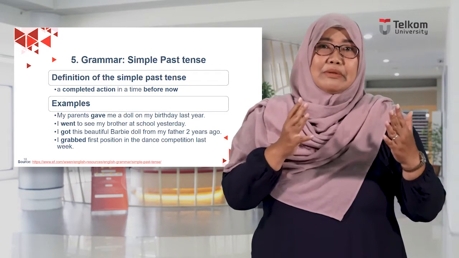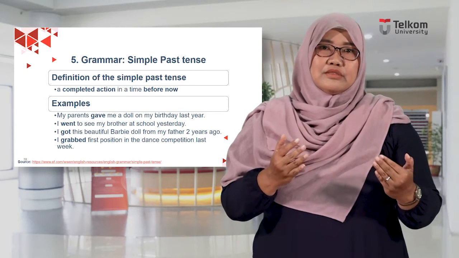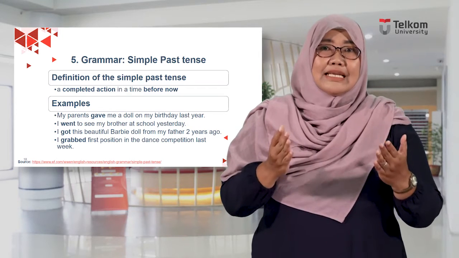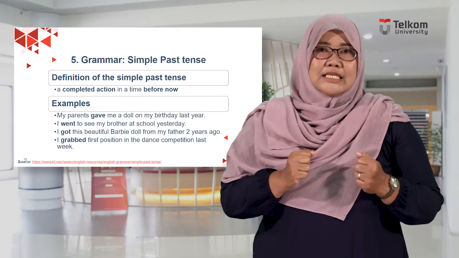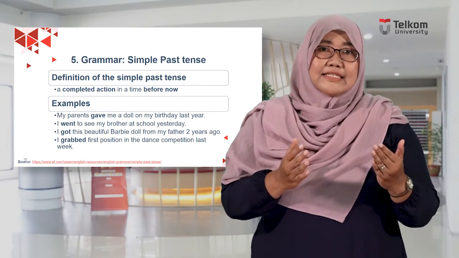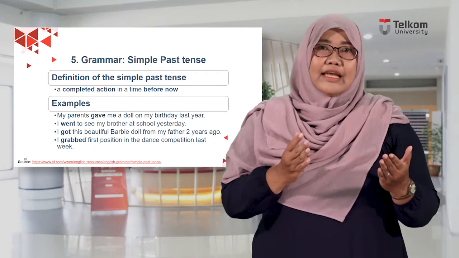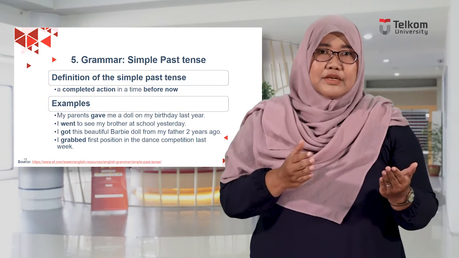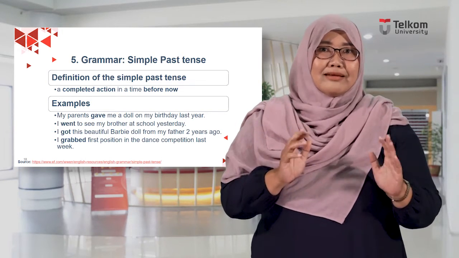Definition of the simple past tense. The simple past tense is used to talk about a completed action in a time before now. The simple past tense is the basic form of past tense in English. The time of the action can be in the recent past or the distant past, and action duration is not important.